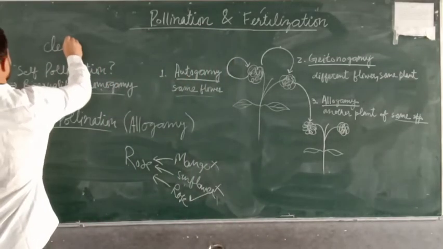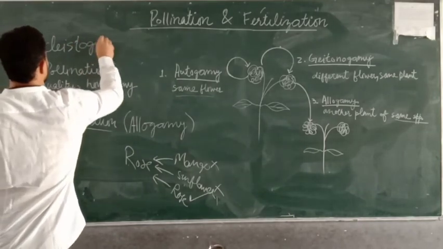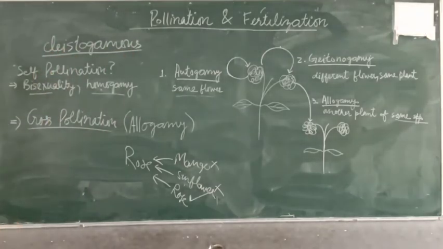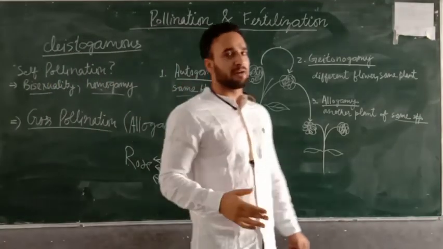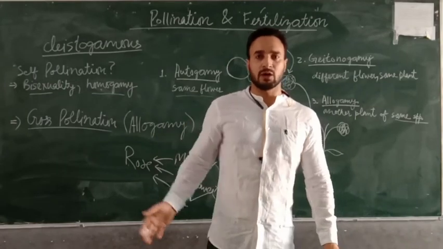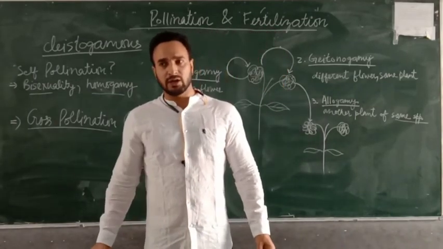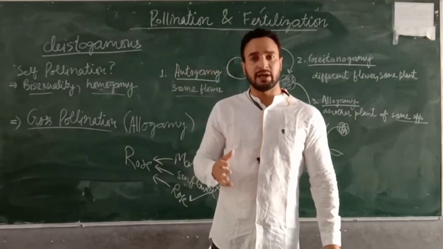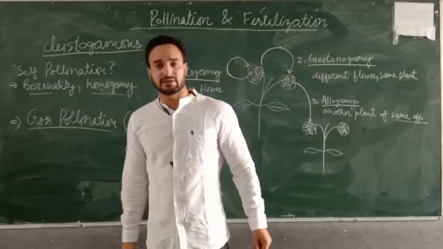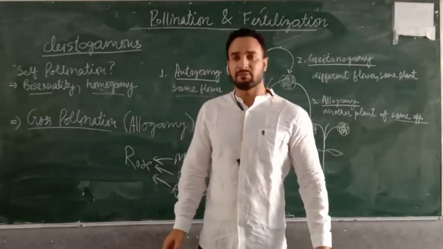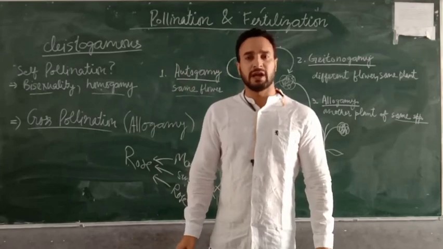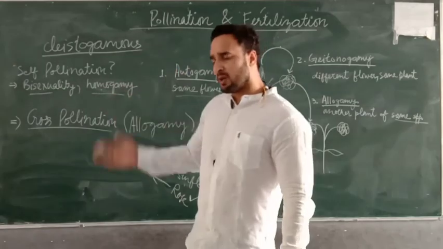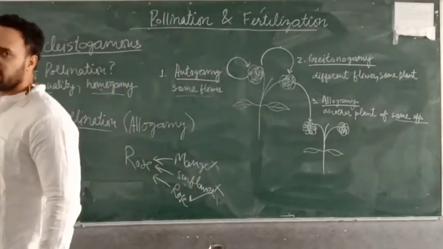I will write here. Clistogamous flowers. Clistogamous means those flowers which do not open at all, and which make sure that self-pollination will happen between the male and female parts inside these flowers. Those flowers are called clistogamous flowers, and the phenomenon is called clistogamy. Okay. Now self-pollination has its own advantages and disadvantages.